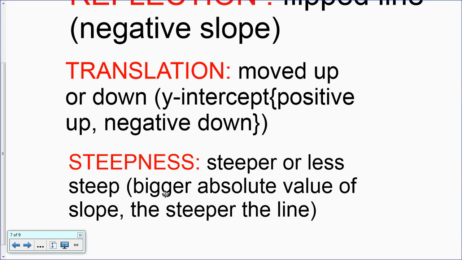The bigger the absolute value, meaning the number of the slope, not the sign, the number of the slope, the steeper the line. If it's less than 1, then it's going to be less steep than the parent function. Okay? But even if you had -2 and 1/2, -2 is actually steeper than 1/2, because I'm just looking at the number 2. That has the bigger slope, so it's a steeper line. Okay? If you need a minute to write this stuff down, please pause the video.